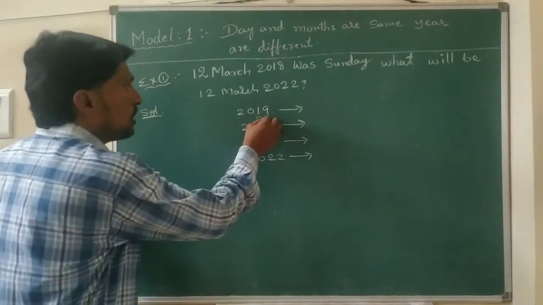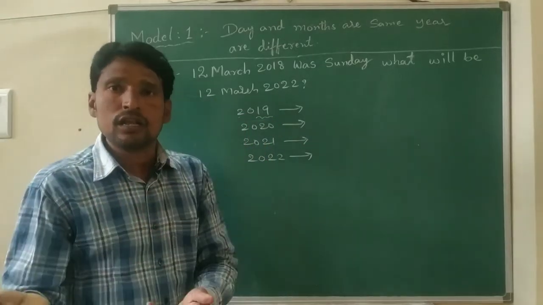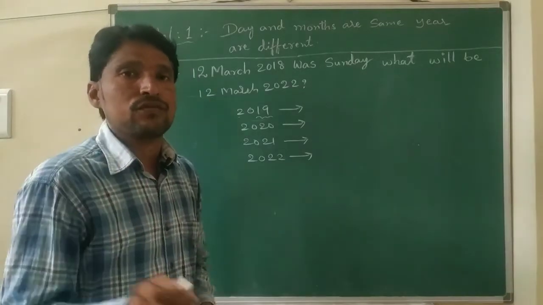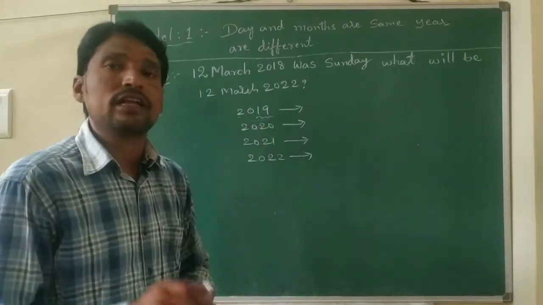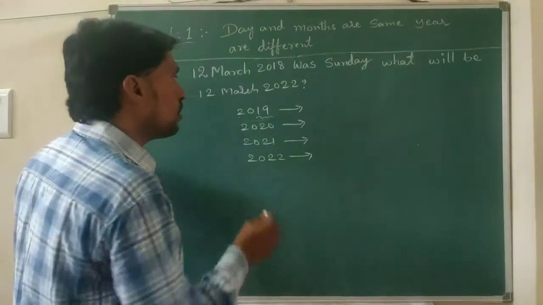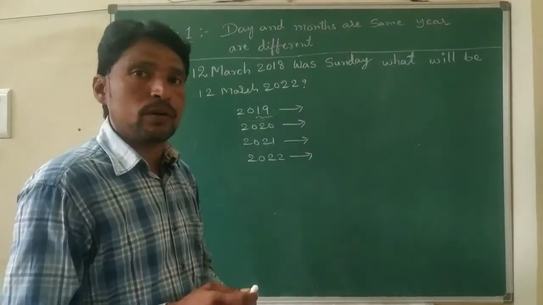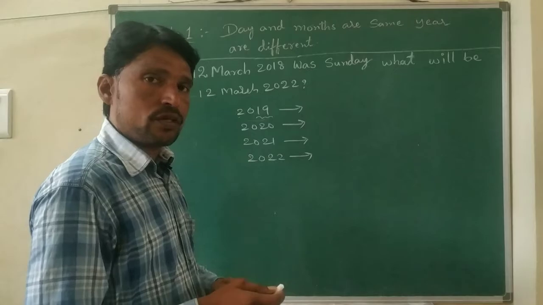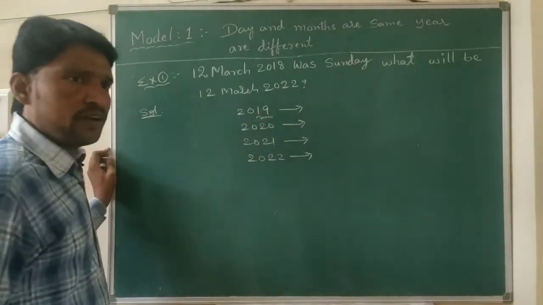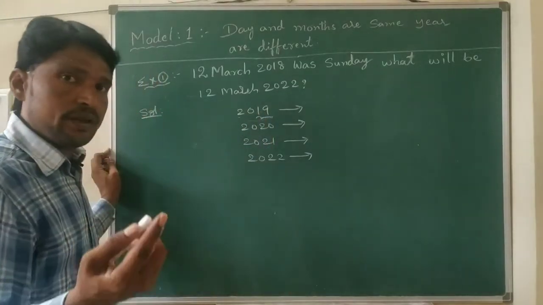So first you have to check whether the given year is a leap year or a non-leap year. You know, a year which is divisible by 4 is a leap year, and a year which is not divisible by 4 is a non-leap year. The divisibility rule of 4 we also know: if the last 2 digits are divisible by 4, then the whole number is divisible by 4. So just check the last 2 digits, 19. 19 is not divisible by 4, which means it is a non-leap year.